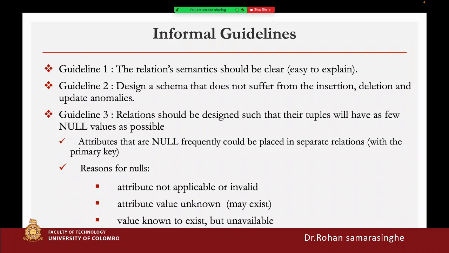Sometimes the telephone numbers may exist and may not. Sometimes the mobile number, if the certain employee is not going to use a mobile telephone, that value can be null. With an unknown attribute value, we don't know the value, and a value known to exist but unavailable. These are the reasons for having null values in the relations.